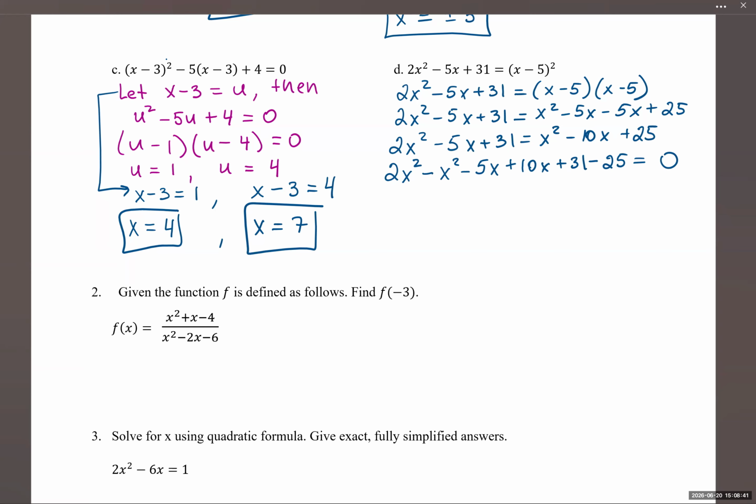Then like terms on everything, 2x squared minus x squared, that's just x squared, minus 5x plus 10x, that's plus 5x, and plus 31 minus 25 is plus 6, equals 0. Now you can factor this much simpler equation. Two numbers that multiply to 6 and add to 5, 2 and 3, both are positive. And then we'll go ahead and do the zero factor property. So x equals negative 3, x equals negative 2.